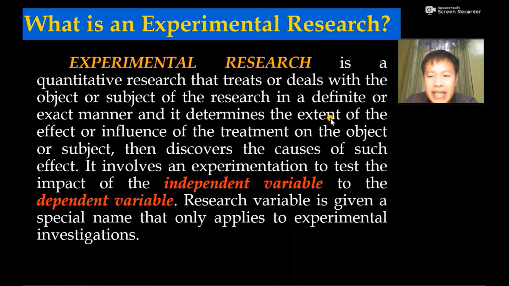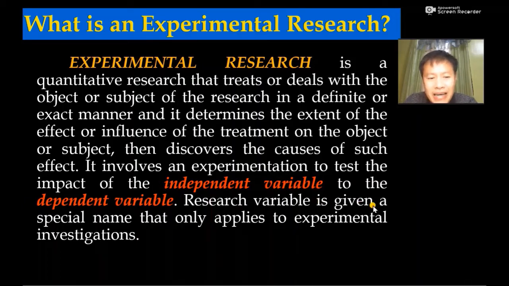And it determines the extent of the effect or influence of the treatment on the object or subject. Treatment is the strategy that you are applying on the experimental group. Then it discovers the causes of such effect. It involves an experimentation to test the impact of the independent variable to the dependent variable. These are the two research variables that we have.